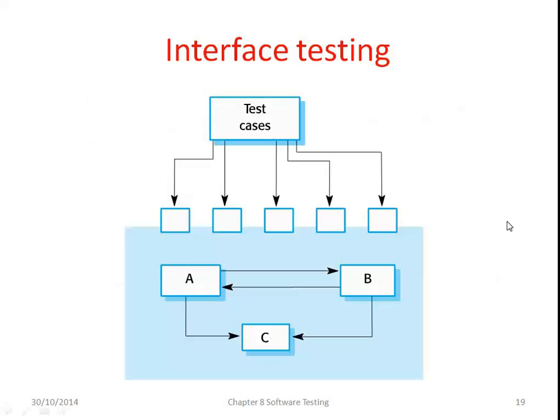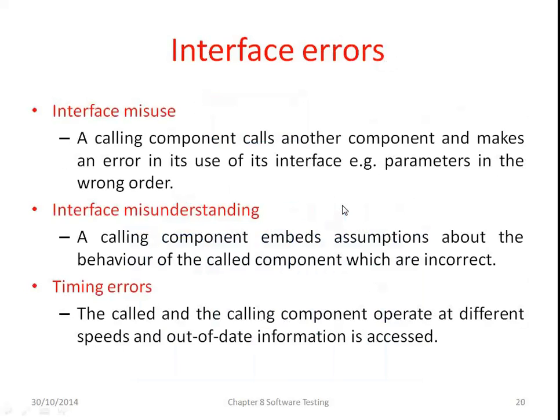So this is the diagram for the test cases given interface errors. Three kinds of errors are given: interface misuse, interface misunderstanding, and timing error. When a calling component calls another component and makes an error in its use of its interface, it is called an interface misuse. The example given is parameters in the wrong order.